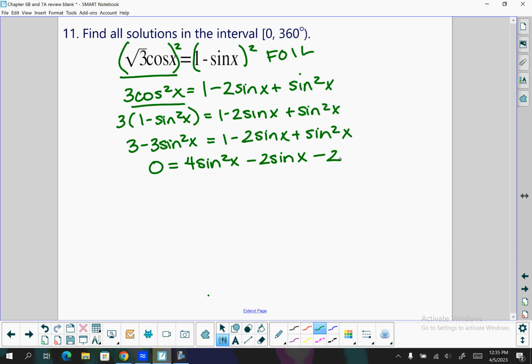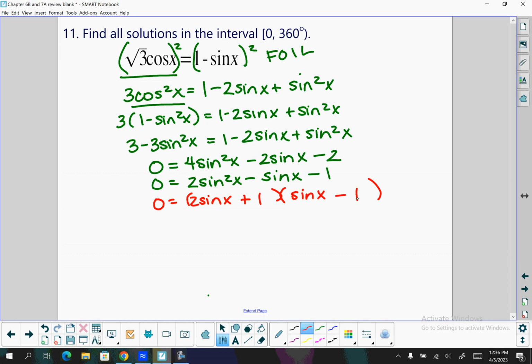And then everything there, this is an optional step, is divisible by 2. It's going to make my factoring easier. So I'm going to divide everything by 2 and make it 2 sine squared minus sine minus 1. And I actually think this is going to factor the same way as those other ones we did. It's going to be a 2 sine and a sine, and it's going to be a plus 1 and a minus 1. Keep getting that same quadratic over and over again. If I set them equal to 0, I get sine equals negative a half, and I get sine equals 1.